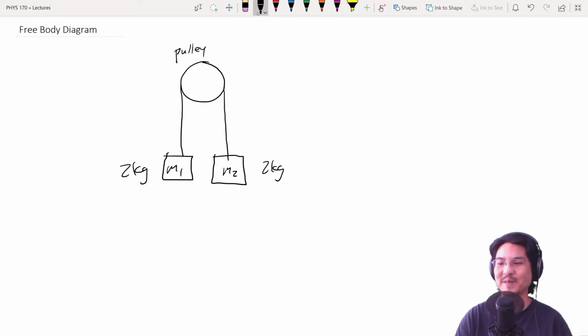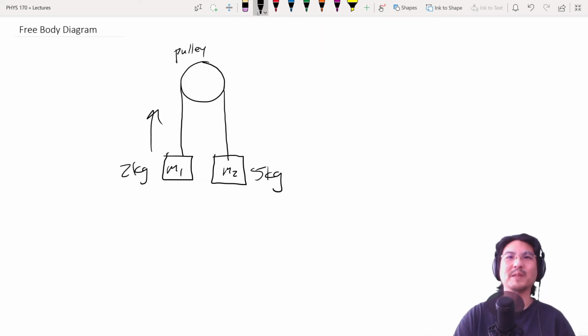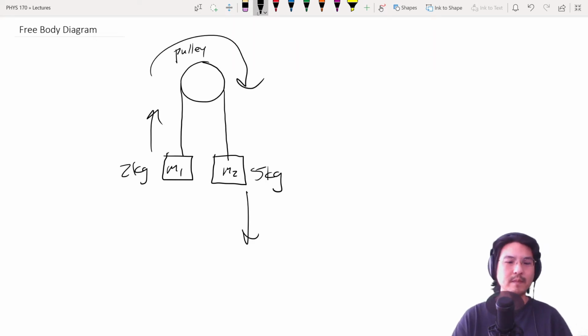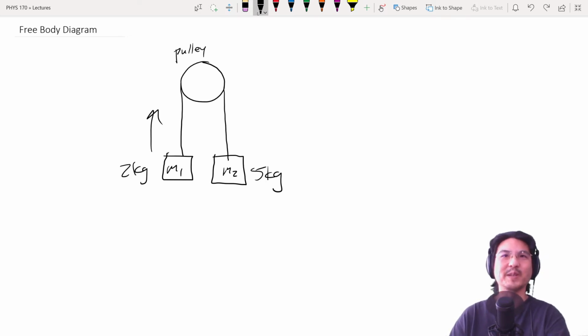Nothing happens, right? But what if maybe this one is more? Like this is 5 kilograms, right? Then you hold one in each hand, let them go. What's going to happen? Like this is going to go up, this is going to go down, right? And the pulley is going to rotate like this. So let's say you want to solve for the acceleration of the blocks. How do you do that?